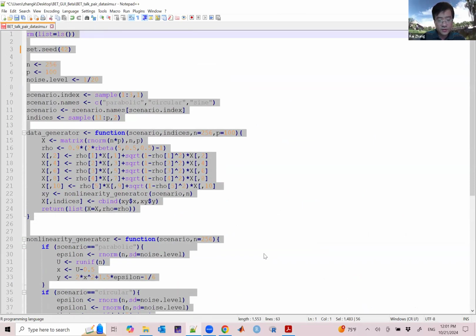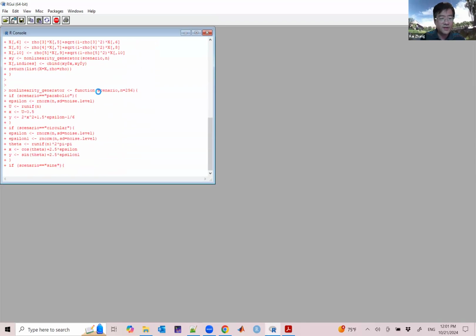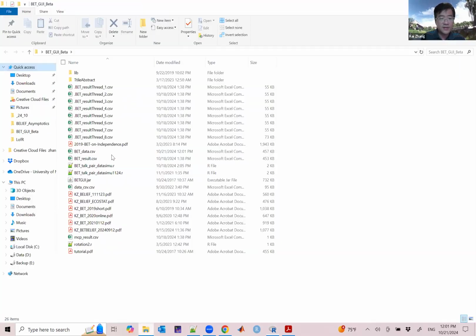Let's put this R code in the RGUI, nothing fancy. So the data is generated, and you can see the data is here, generated today at 12:01 p.m. So you know this is freshly made data, and I didn't cheat.